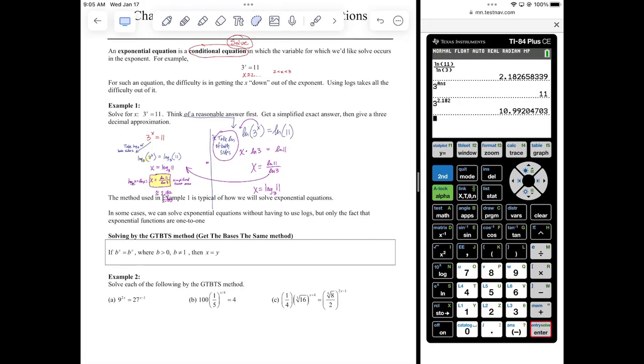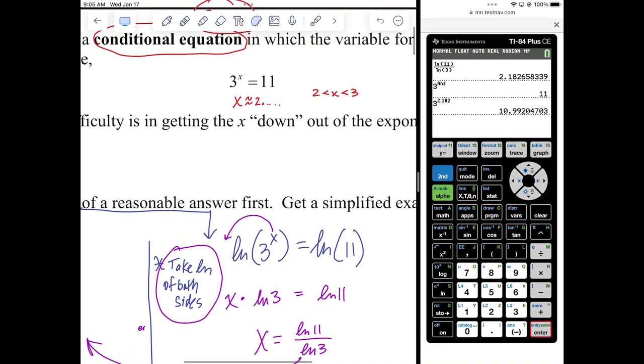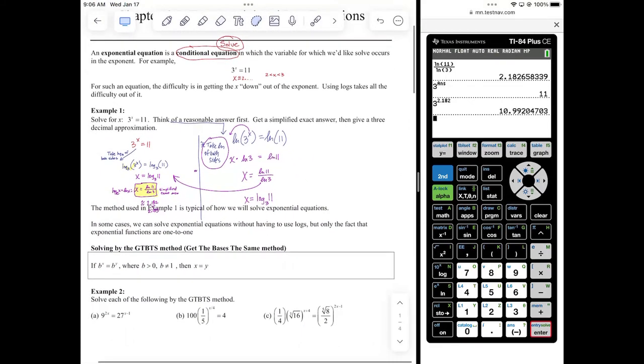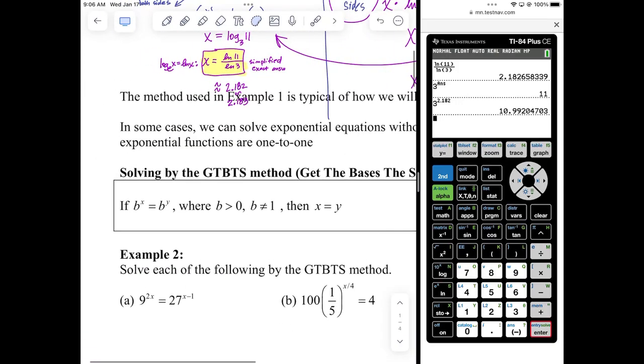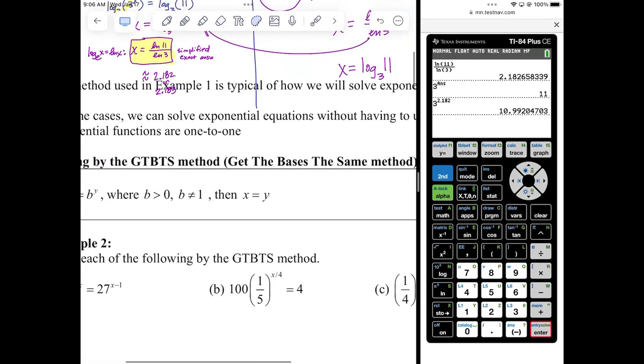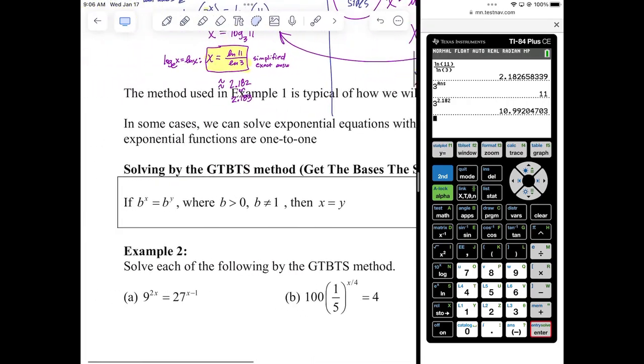Okay, now, having looked at the first exponential equation, where the answer wasn't an integer or a rational number, we're going to look at the first method that you should consider when you have an exponential equation. I call it the GTBTS method, and I've already introduced it to you. It's called getting the bases the same, the GTBTS method.